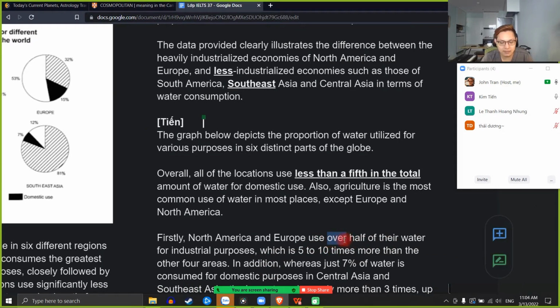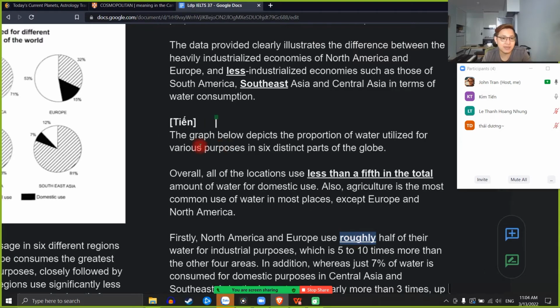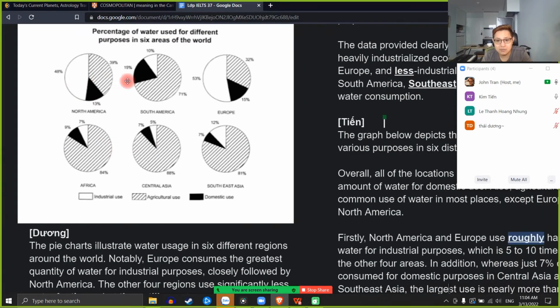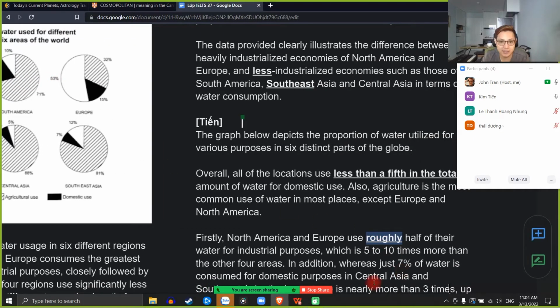Use nearly or roughly half of their water. Sử dụng gần xấp xỉ một nửa chứ không phải là hơn một nửa nha. Tại cái này có 48%, làm sao mà hơn một nửa được. This is only 47.8%, it's not over half. So let's say use roughly half of their water for industrial purposes.